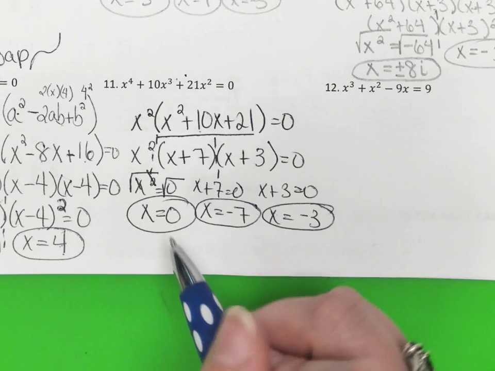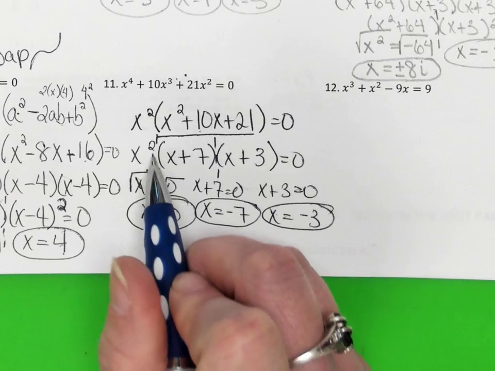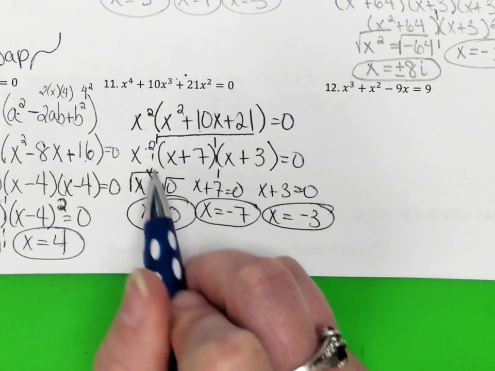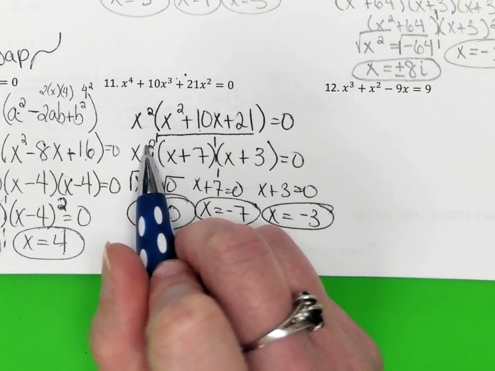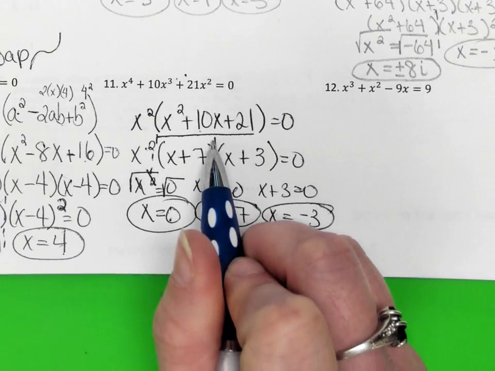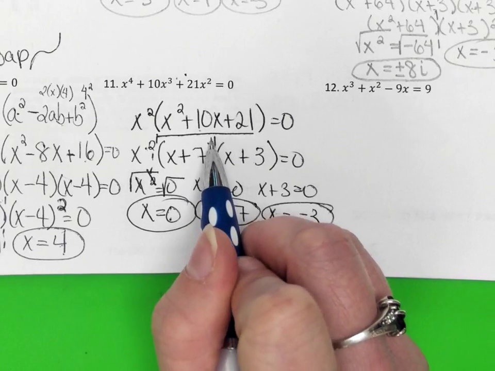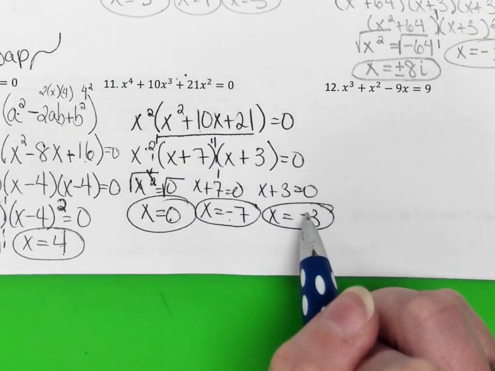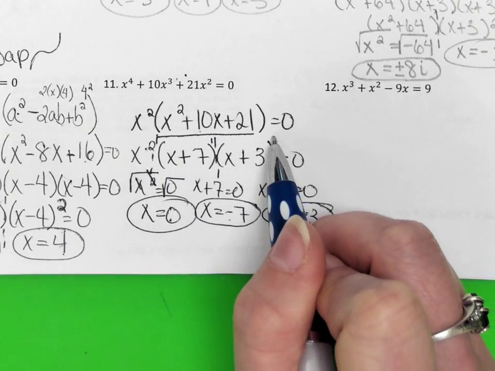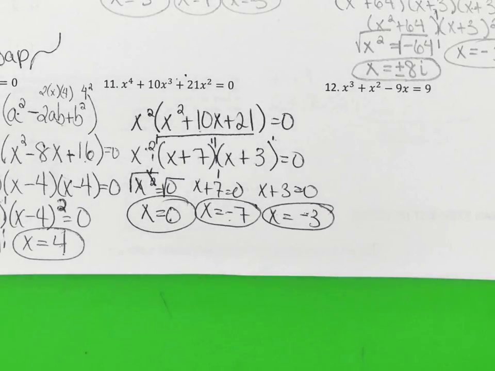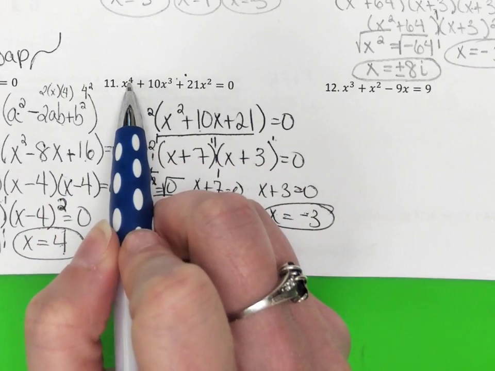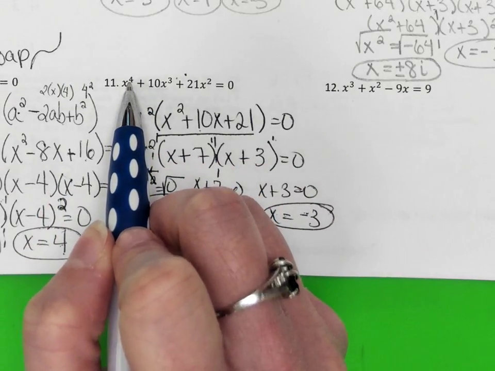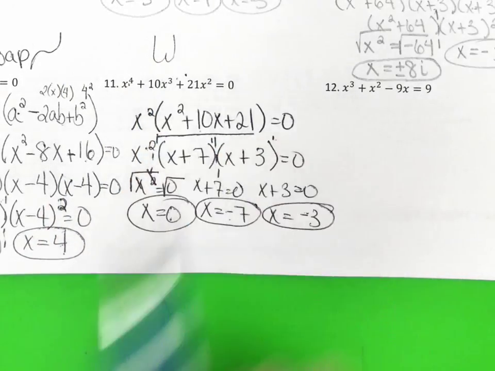So what is happening at x equals 0? What kind of shape is happening there? Parabola. Very good. What's happening at -7? Straight line, because there's a 1. What's happening at -3? A straight line, because there's a 1 right there, okay? What kind of shape does it make all together? A W. Very good. A W.